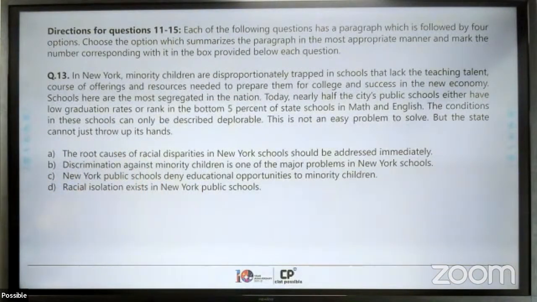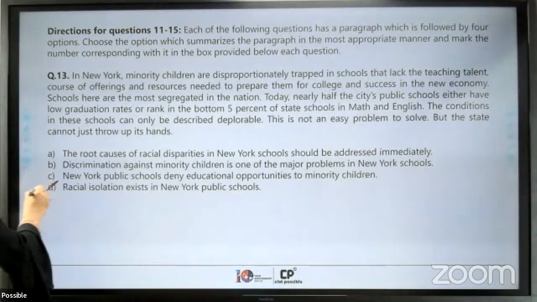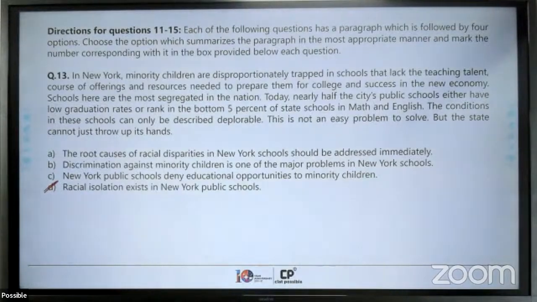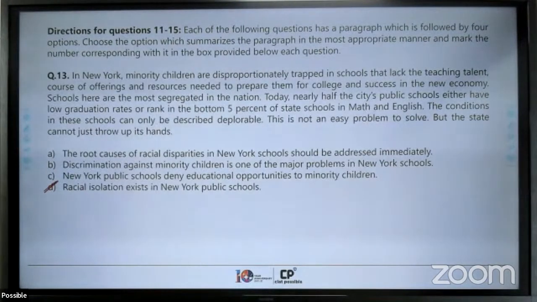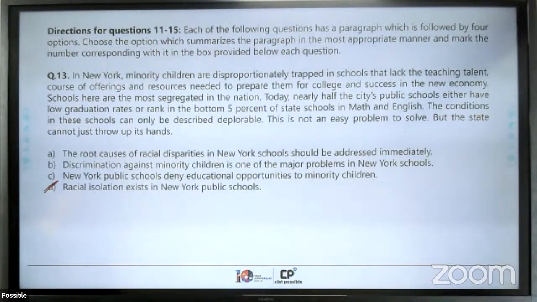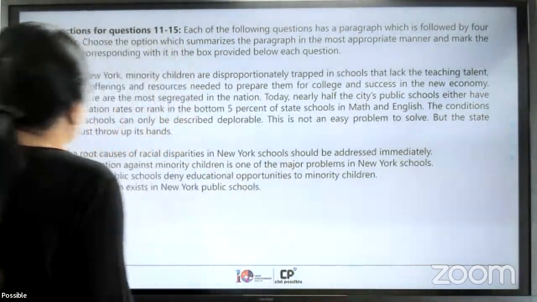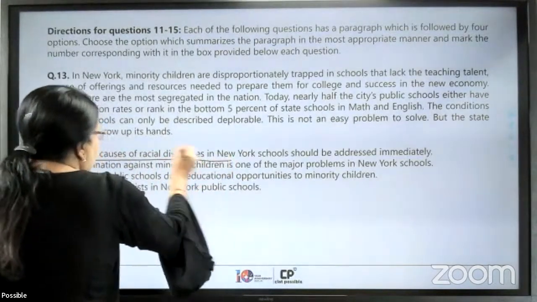Now, in the New York one, this is easy, I gave you an easy one also. The answer is again fourth. Is it clear? The answer to this is fourth. Why is it fourth? Now I'm going to give you the justification also. See, isn't the paragraph talking about the universe? It talks about New York minority children. Minority children are disproportionate. He clearly says, because there is no reference in the paragraph to the causes. There is nothing as a reference to the root causes of racial disparity.